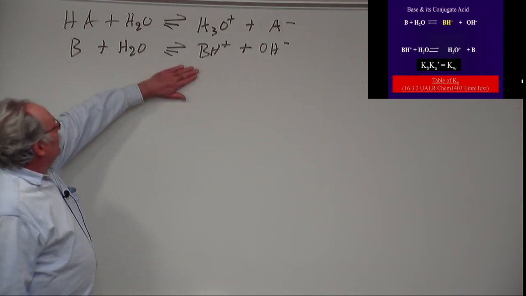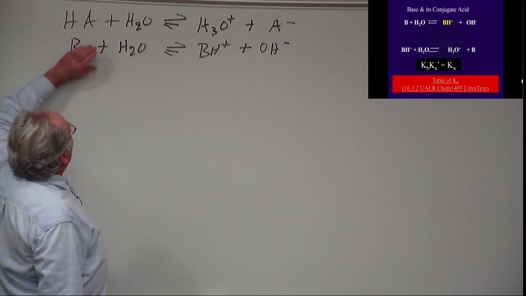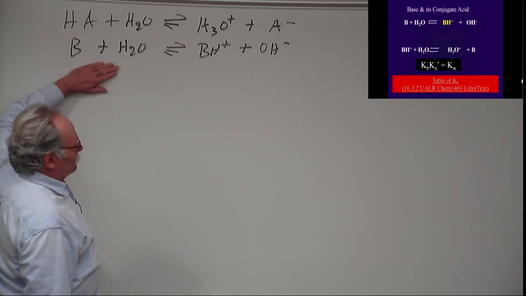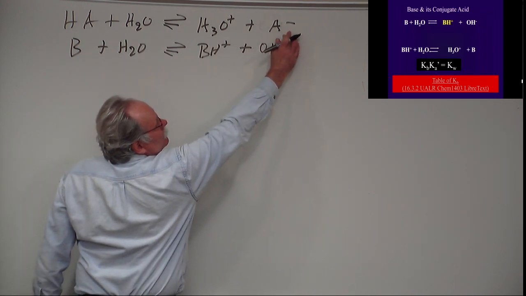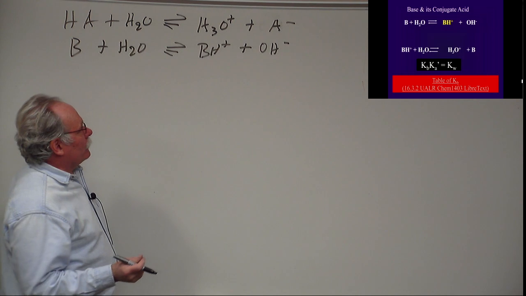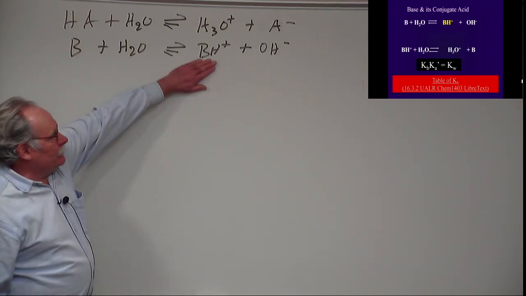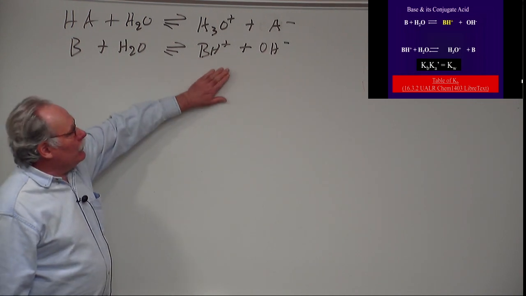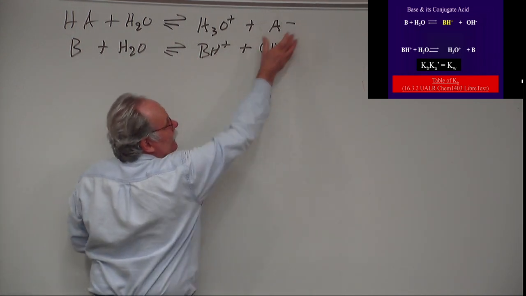Greetings. In this video, we want to look at the salt of a strong acid and a weak base. A strong acid produces a conjugate base A- that does not interact with water. A weak base produces a conjugate acid BH+ that will react with water. And realize that a salt has a cation and an anion.